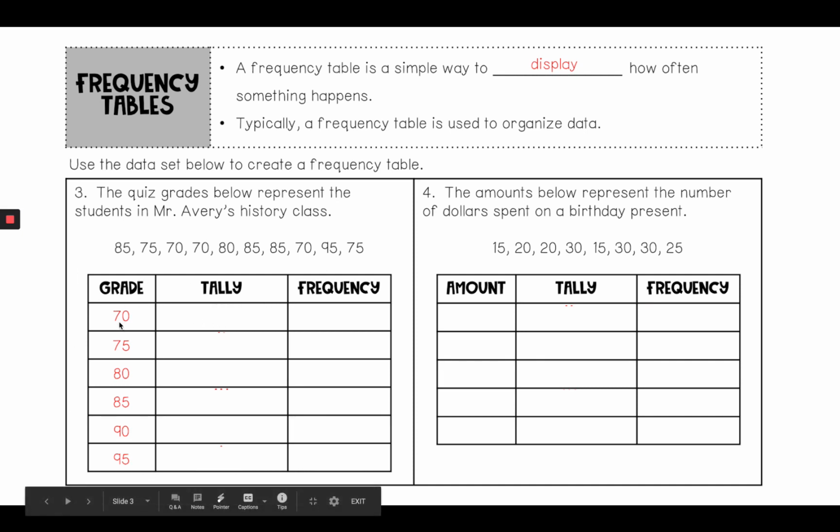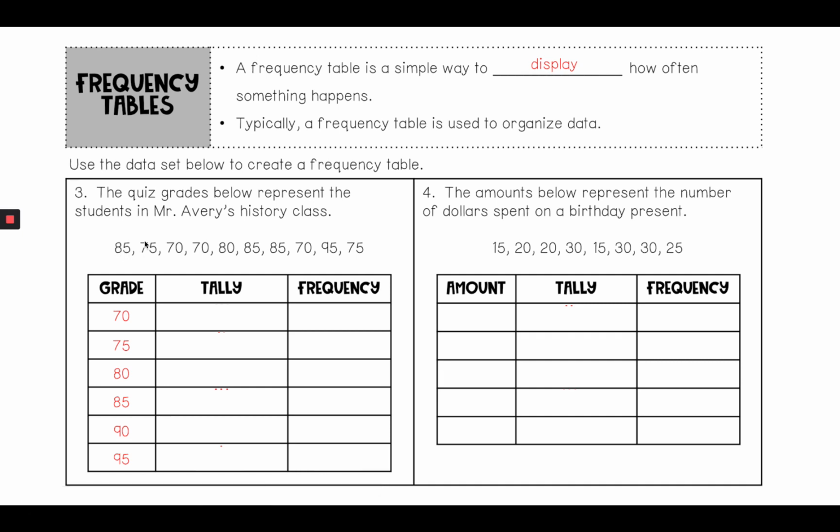So from 70, I go through this information, and I look for 70s. Oh, there's 1, 2, 3. So then I would put 3 tally marks, and then from that I could say, hey, that has a frequency of 3 because there were 3 of them. Then I do the same thing for 75. I work through here. There's a 75. So 1, 2. And I would go ahead and mark 2 there. And then that has a frequency of 2.